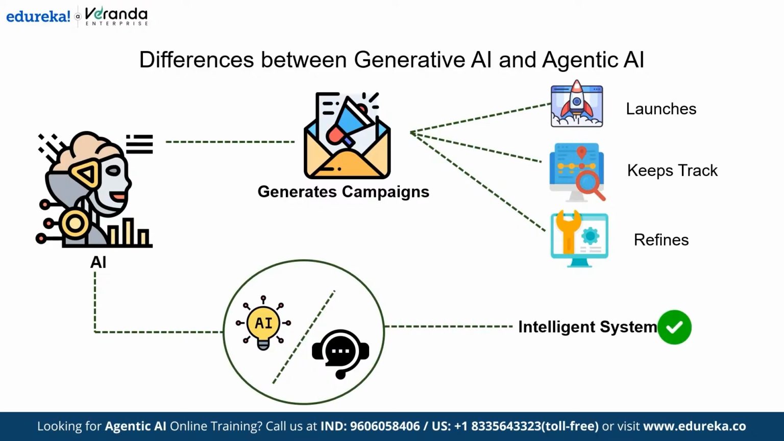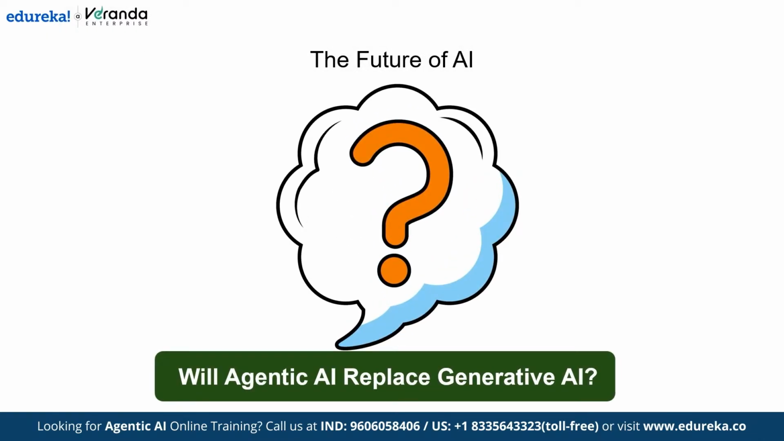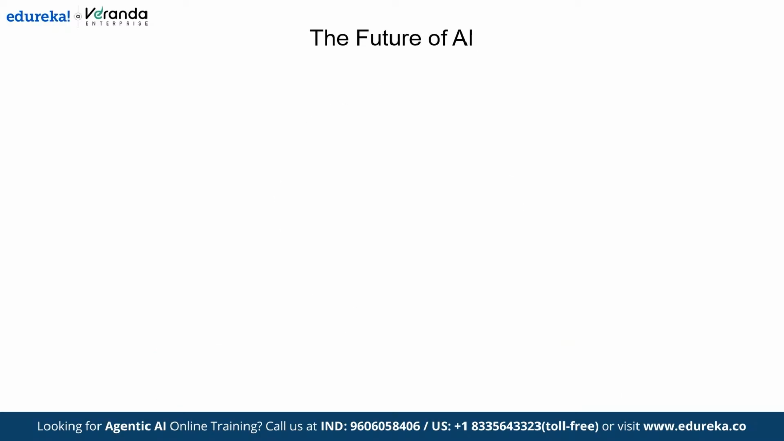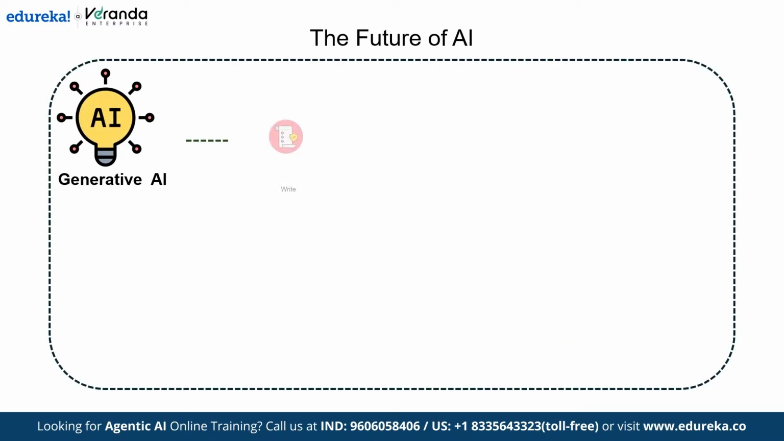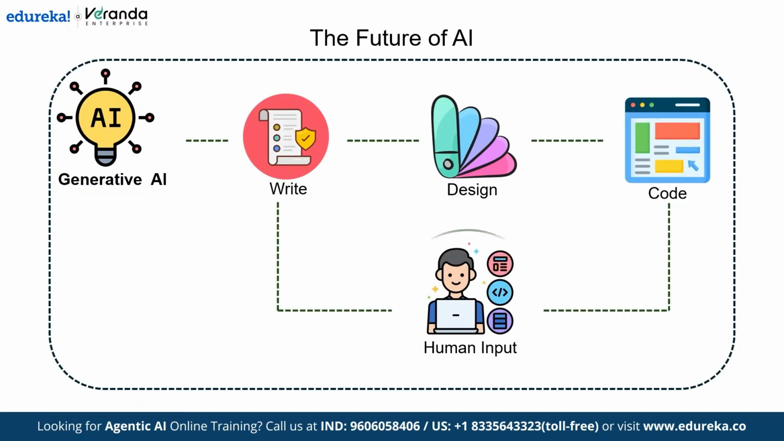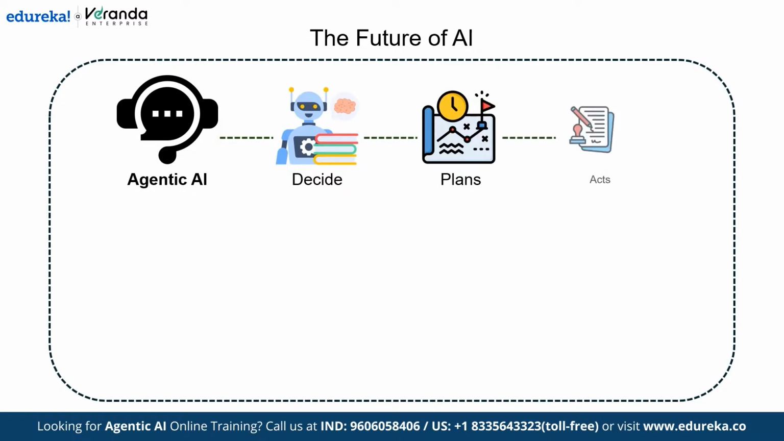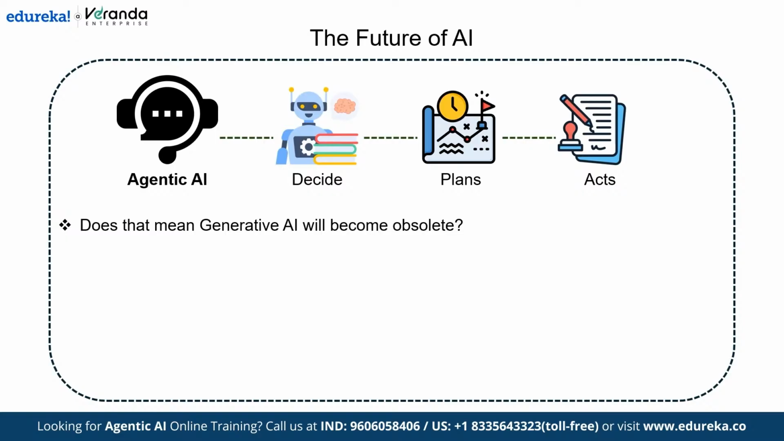Now that we understand the key differences between these two, let's explore the future of AI by asking, will generative AI be replaced? As AI continues to evolve, one big question arises. Will agentic AI replace generative AI? Right now, generative AI is everywhere, helping people write, design, and code faster than ever before. But it has one major limitation. It relies entirely on human input. Agentic AI, on the other hand, takes things further. It doesn't just generate, it decides, plans, and even acts. It's the next step towards true autonomous intelligence. Does that mean generative AI will be obsolete?